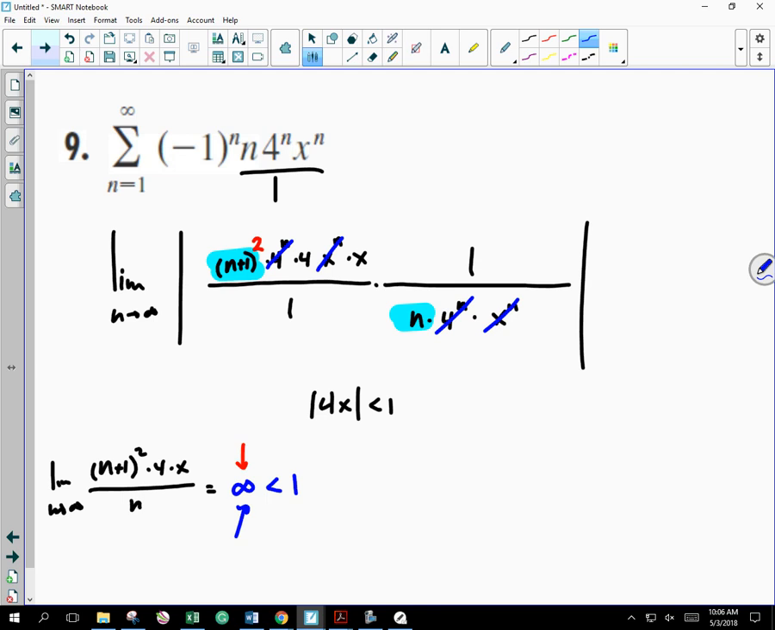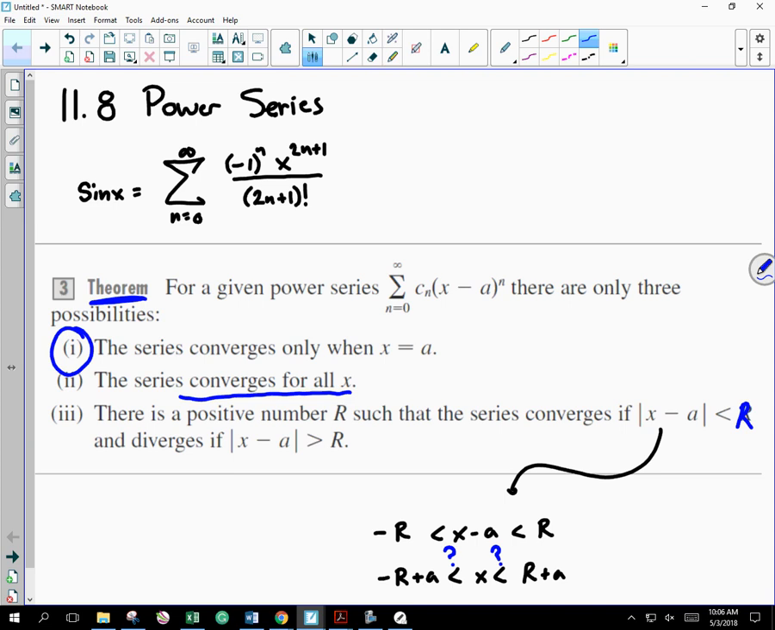How is infinity less than 1? What if it's like an infinity between like... Don't even go there, because that doesn't make any sense.